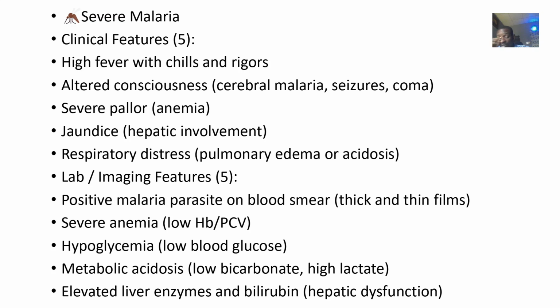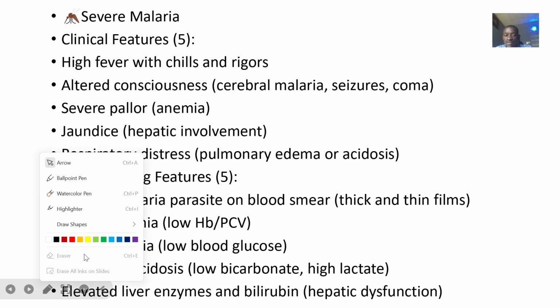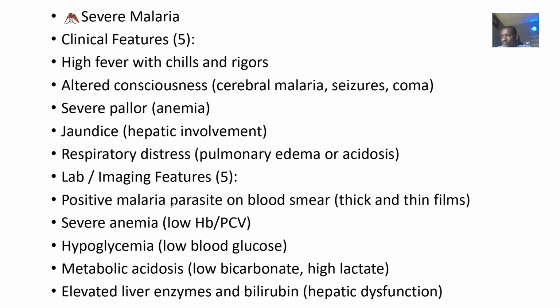Okay. Then for the lab or imaging features, if you do a blood smear, you see positive malaria parasite test. Okay. Then severe anemia, hypoglycemia, metabolic acidosis. So bicarbonate levels are usually low, and you get to see that liver enzymes are elevated, and also bilirubin is elevated. Why? Because there's active destruction of red blood cells.